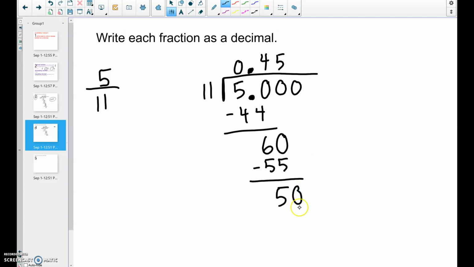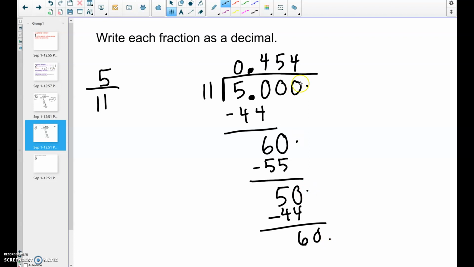11 goes into 50. Wait a minute, that's what I started with, was 50. So it looks like that's going to be the same answer of a 4. And what's going to keep happening is this is going to repeat. We're going to keep going from 50 to 60 to 50 to 60. So that means what is repeating here?